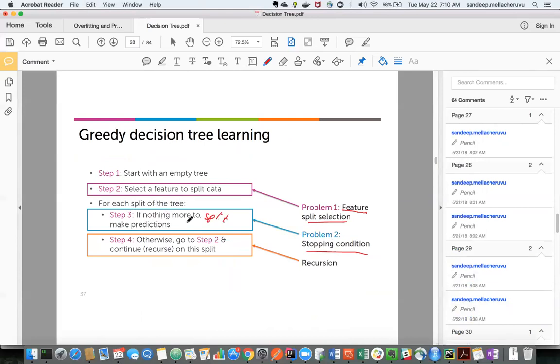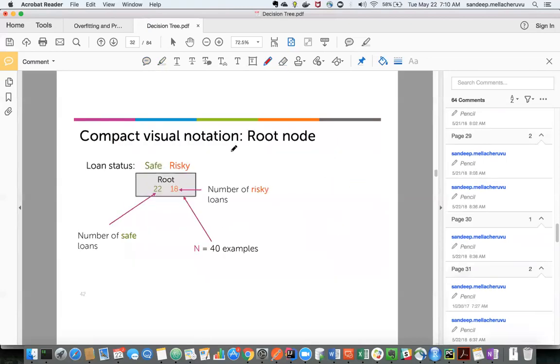Here it is saying if there is nothing more to do, then make predictions. So what is this nothing more to do? What is the stopping condition? When do you stop actually? The other one is recursion. Recursion is something that we'll easily understand. We'll do that later. But the stopping condition is something that we don't know. Now we'll understand that one.